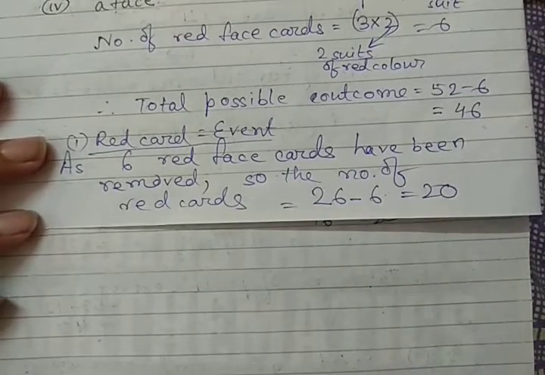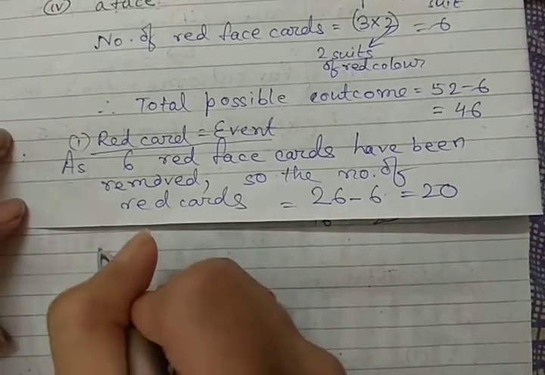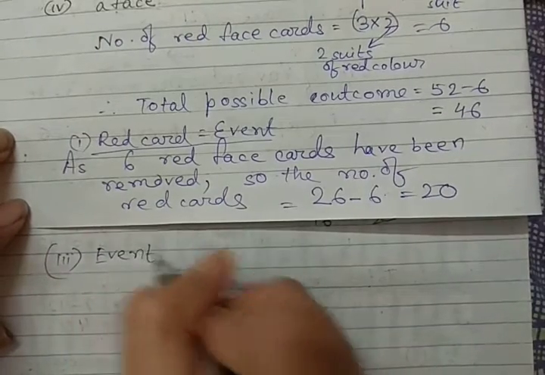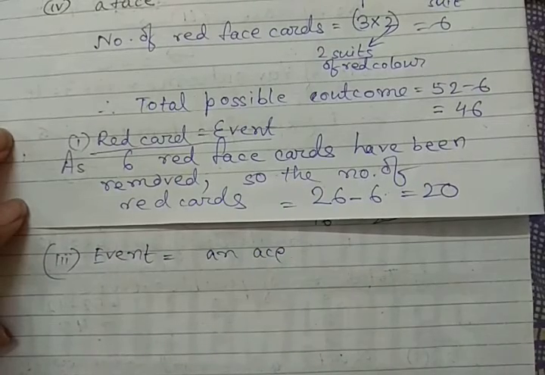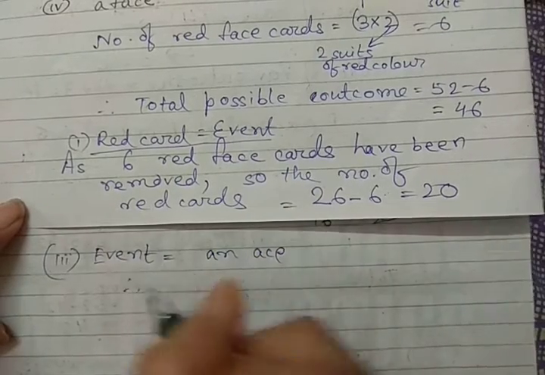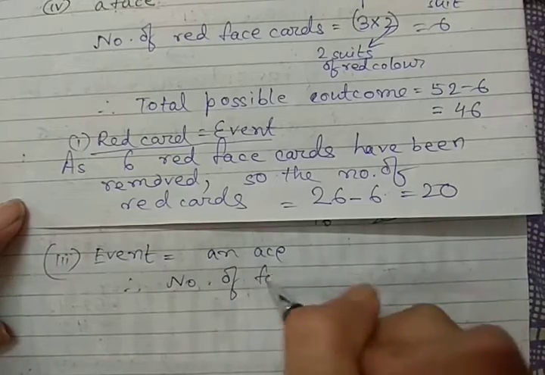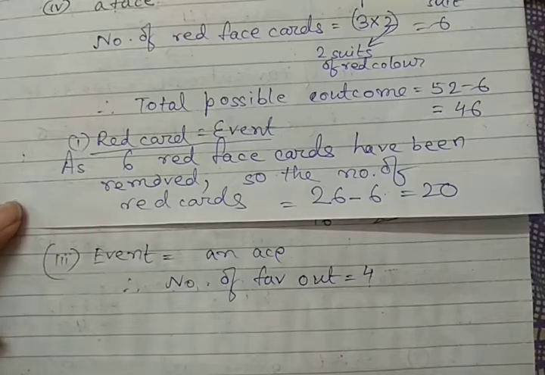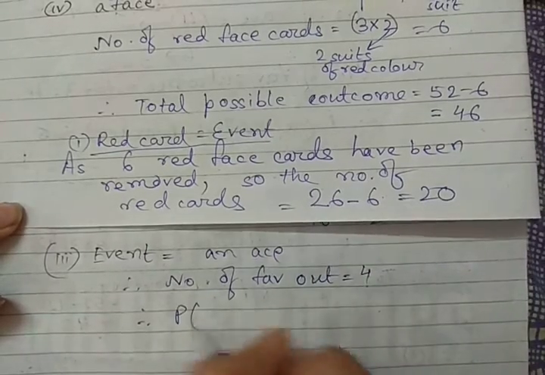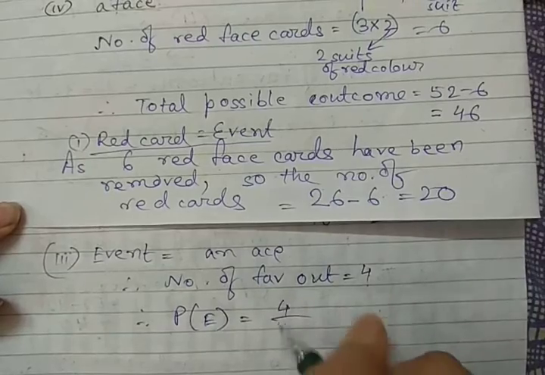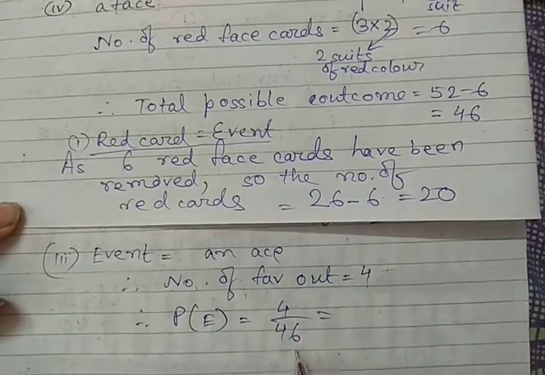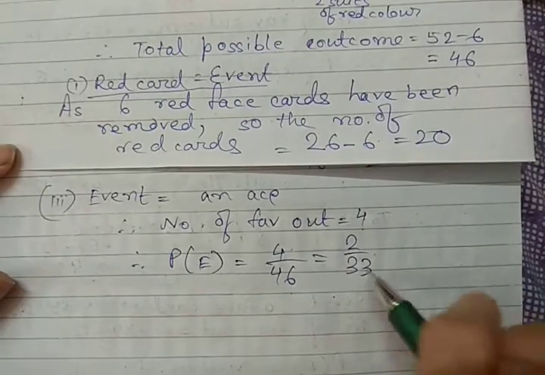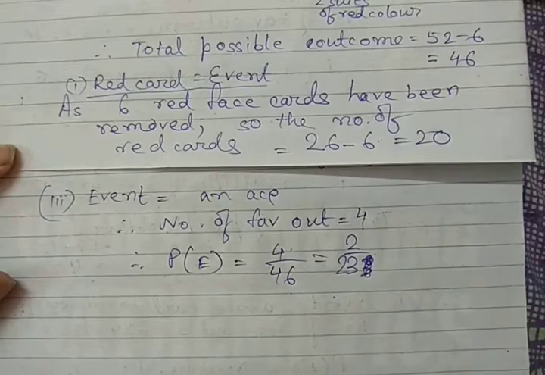Aces have not been removed. So the event, number 3, is an ace. An ace has not been removed. Face cards are removed. So the number of favorable outcome equals 4, because there are 4 ace cards. Now the probability of the event is 4 out of 46, the total number of favorable outcome by the total number of possible outcome, which equals 2 by 23. Clear?